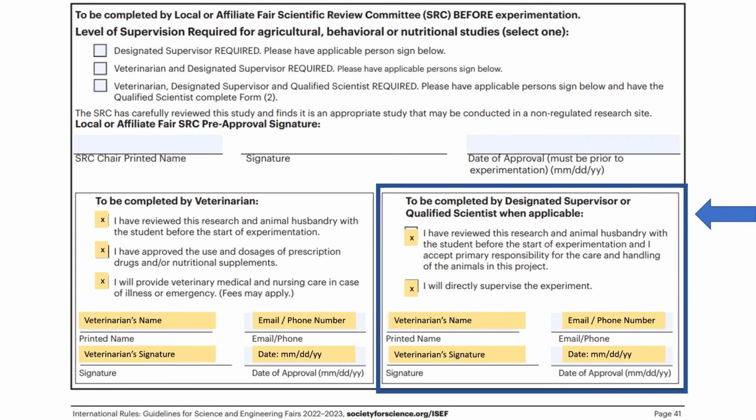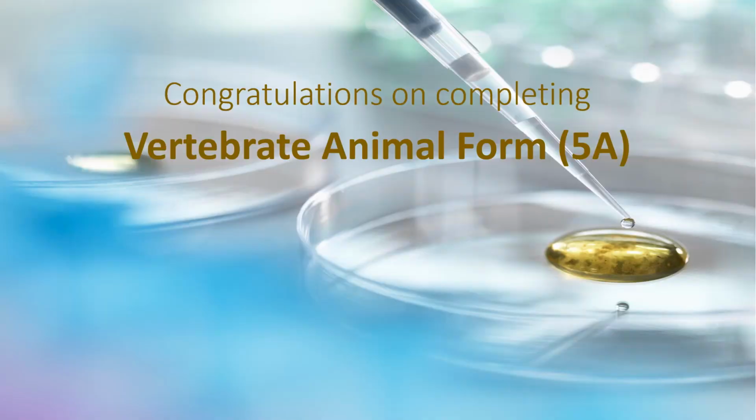Please have this section filled out by the designated supervisor or the qualified scientist who will be supervising your study. They must check both boxes and enter their name, email, phone number, signature, and date. You have completed Vertebrate Animal Form 5A.